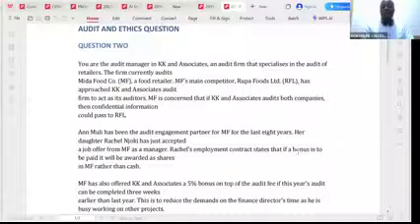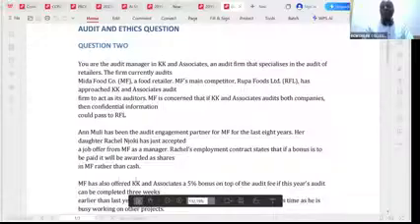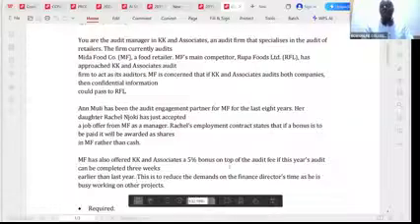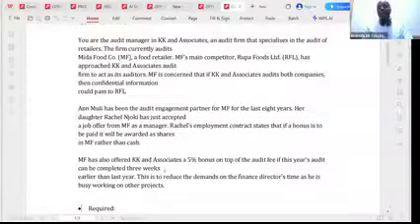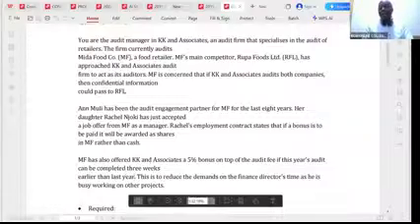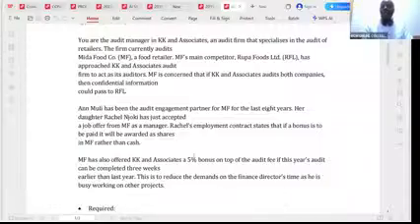Anne Muli has been the audit engagement partner for MF for the last 8 years. Her daughter has just accepted a job offer from MF as a manager. The employment contract states that if a bonus is to be paid, it will be awarded as shares in MF rather than cash. MF has also offered KK and Associates a 5% bonus on top of the audit fees if this year's audit can be completed 3 weeks earlier than last year. So these are contingent fees, fees that are dependent on a particular outcome.